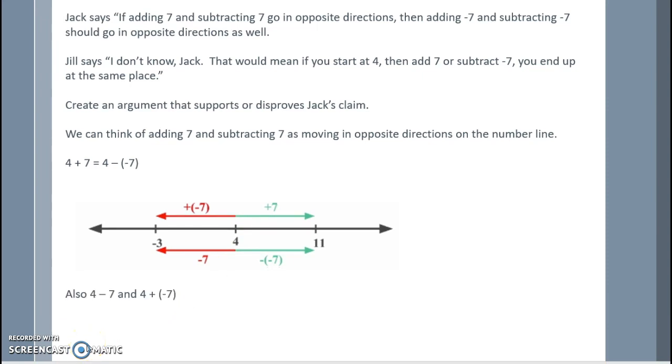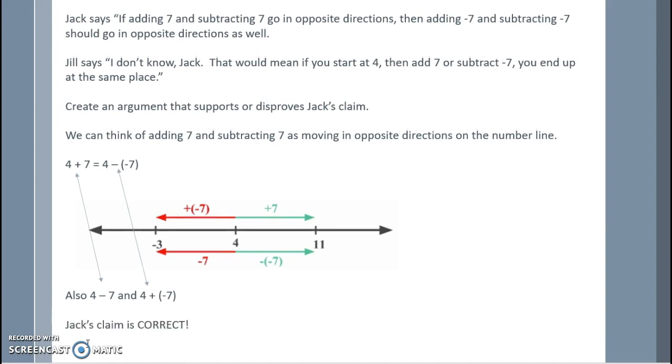So 4 minus 7 and 4 plus a negative 7 are also equivalent. Since 4 plus 7 and 4 minus 7 move in opposite directions, and 4 minus a negative 7 and 4 plus a negative 7 move in opposite directions, Jack's claim is correct.